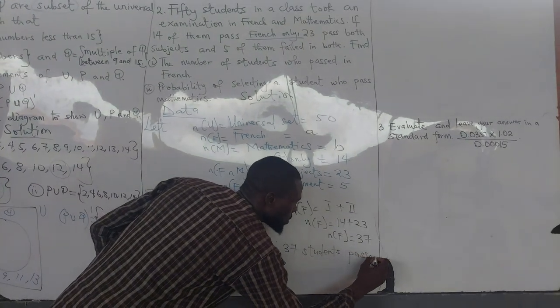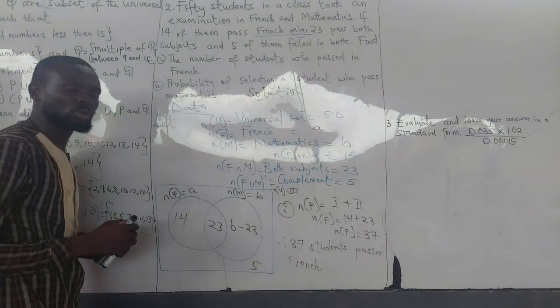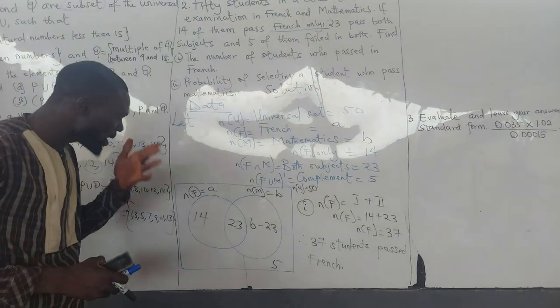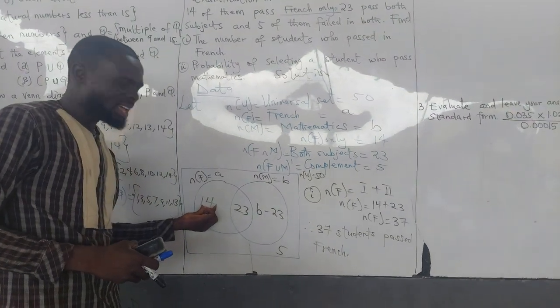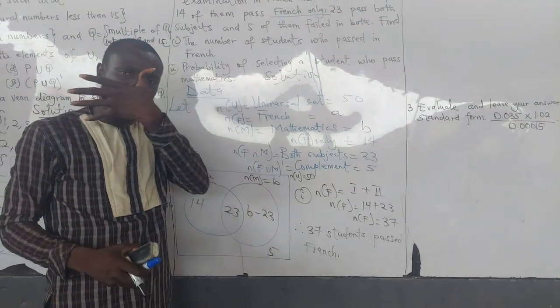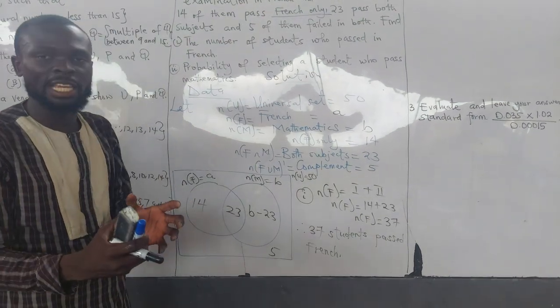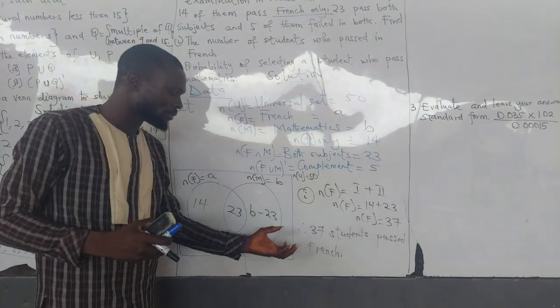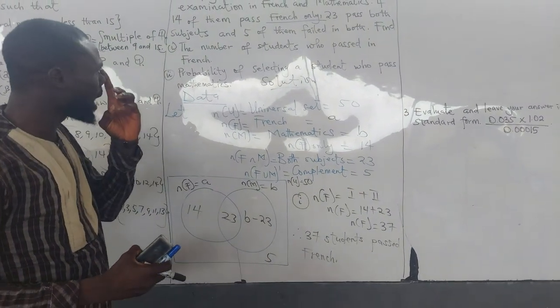So we say therefore 37 students passed French. And we are good to go. So anytime you are being asked to find this, you add this to this. If you visit our previous videos, we have more explanation on Venn diagram from the beginning to the one which involves complement. Good. So now let's look at the II.